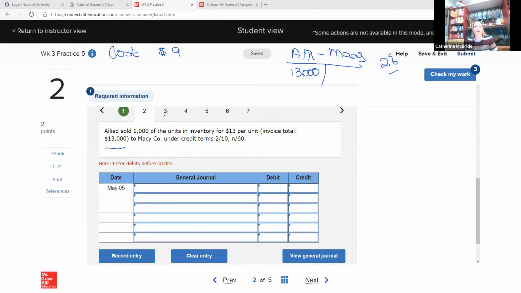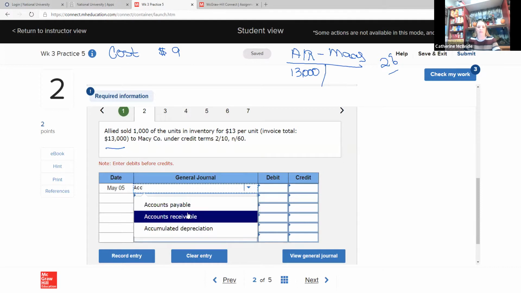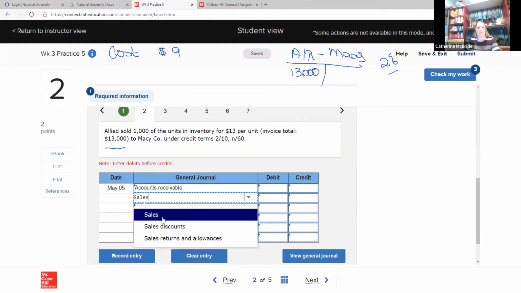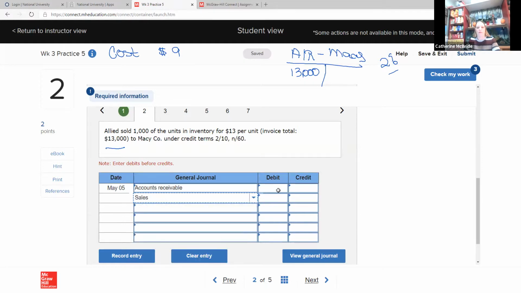All right, so we sold 1,000 of the units. This entry is no different than what you're used to doing. You're going to record the account receivable, and you're going to record sales revenue for $13,000. This you have done before. All we're doing is recording the sales revenue. Okay, good there?